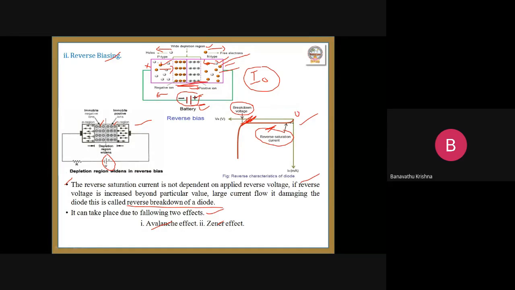Initially, current is zero, voltage zero. By increasing the voltage, the current slowly maintains a constant level. If you exceed a certain amount of voltage, then the current suddenly increases. So this point here is the breakdown voltage. Okay? Right. This is the basic overview of the reverse bias condition. Let us go to the next slide.